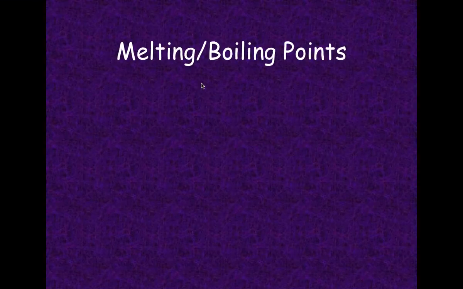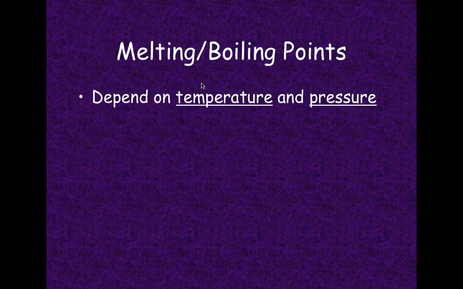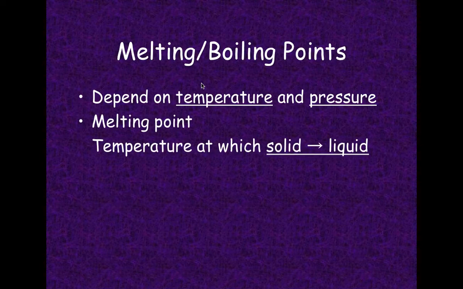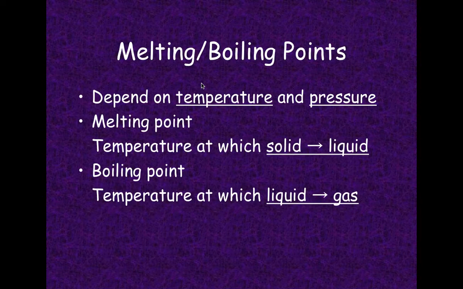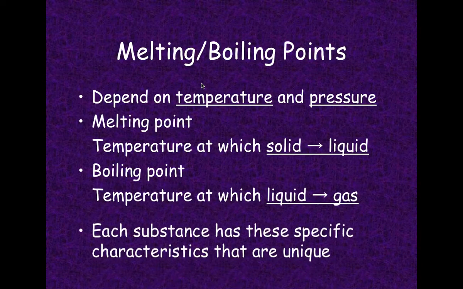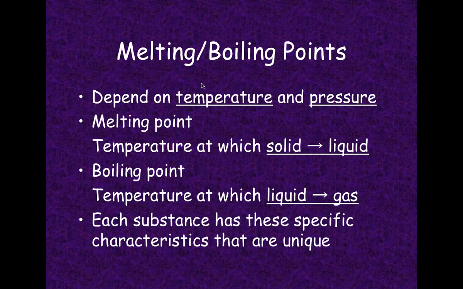All right, the next physical property we want to look at are melting and boiling points. Melting and boiling points are actually dependent upon both temperature and pressure. So these can slightly adjust, but in general, we talk about these as constants within a substance. Melting point is defined as the temperature at which a solid turns into a liquid, and the boiling point is the temperature at which a liquid turns into a gas. Every substance on Earth has a unique combination of these melting and boiling points.